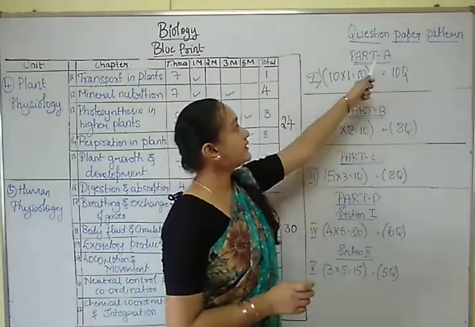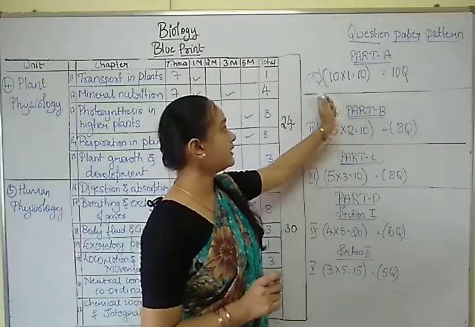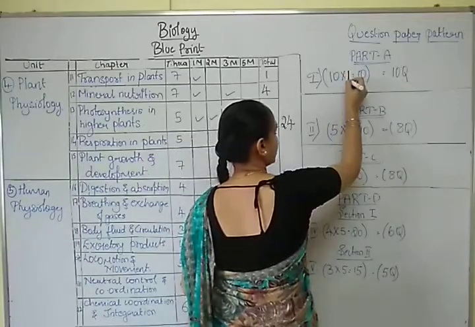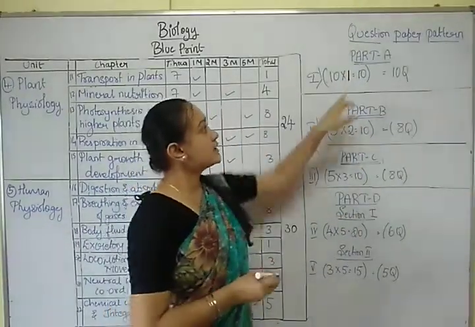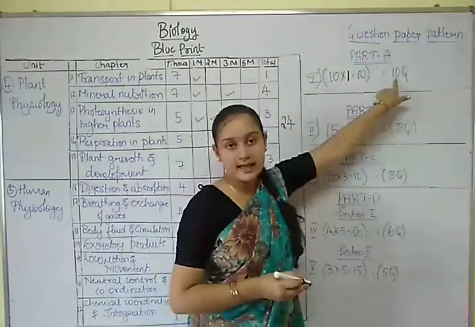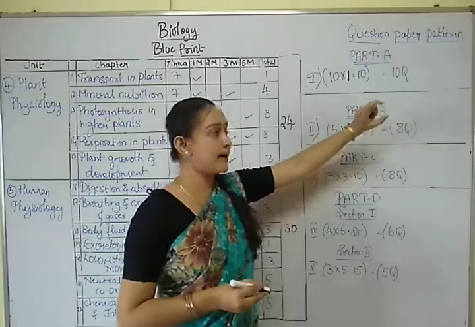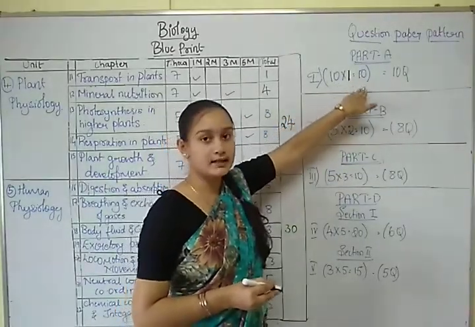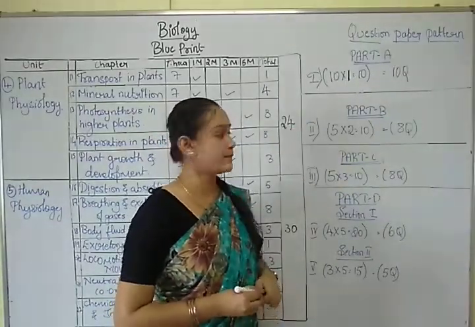Let's see here. In part A, the first main question is of 1 mark each. Here they will ask 10 questions in total, and each question will carry 1 mark. The student should answer all the 10 questions. There will be no option in the first main.